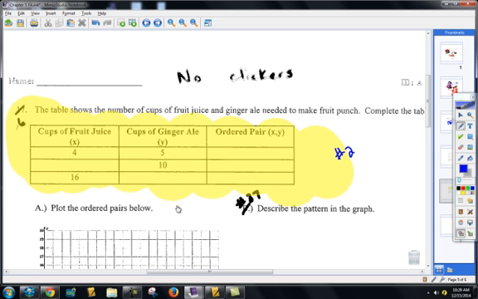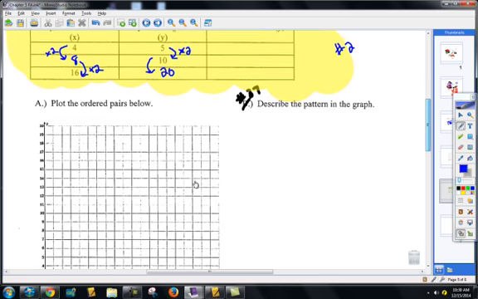Okay, so I look at my number of cups of ginger ale, and I ask, what am I doing to those? Times 2, right? So what am I going to have to do to my number of cups of fruit juice? Times 2. So that's going to mean 8, right? Now what am I doing to my number of cups of fruit juice to go there? Times 2. So what do I have to do there? Times 2. 20. Okay, now we're going to plot the points.